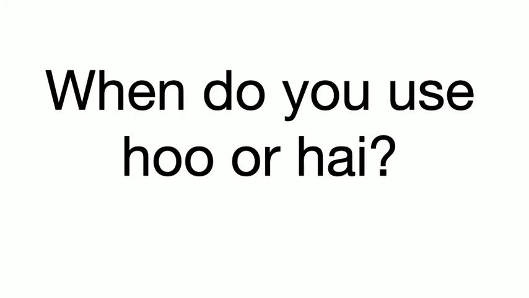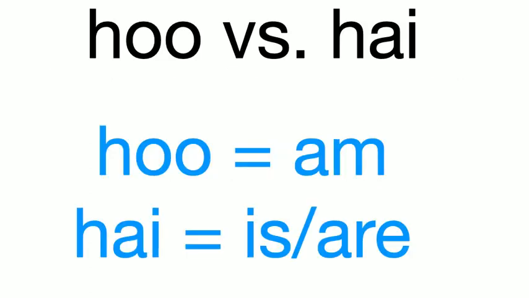Now, if you noticed in the sentences, when I said I am smart, I'm saying मैं होशियार हूँ. But when I'm saying you are smart, I say आप होशियार हैं. So that last word is different, isn't it? We have हूँ and we have हैं. When do you know when to use each one?